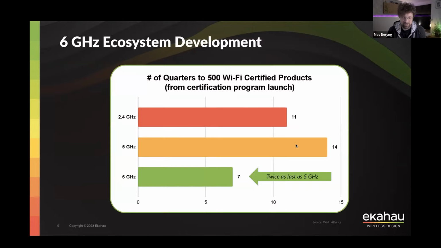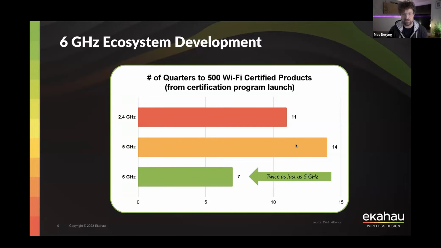Now, ladies and gentlemen, look at the 6 gigahertz ecosystem development. This is actually quite mind-blowing. What we are looking at is the speed of adoption certification for Wi-Fi devices across all 3 bands and how many quarters it took for 500 devices to be certified. So to get 500 certifications in the 2.4 gigahertz band, it took 11 quarters. So 11 quarters is like what, 3 years almost.